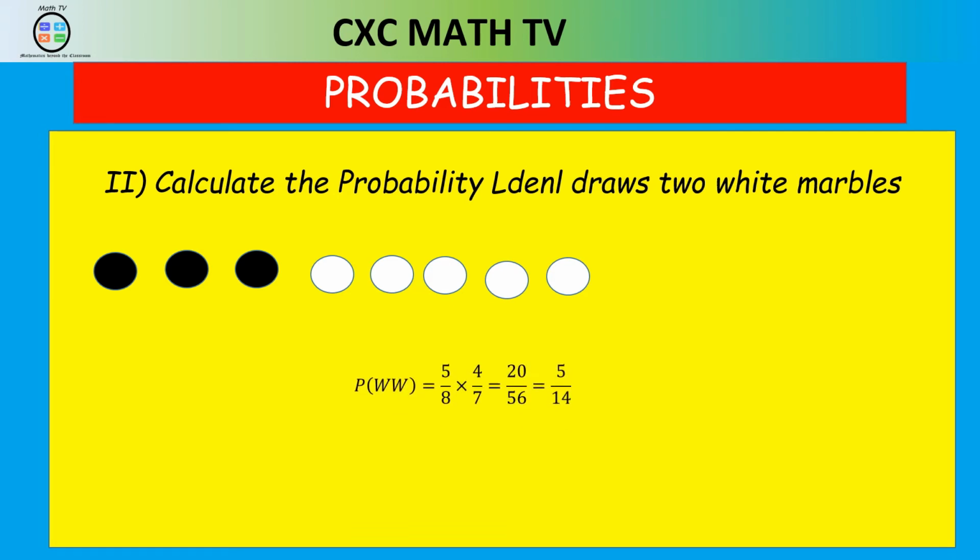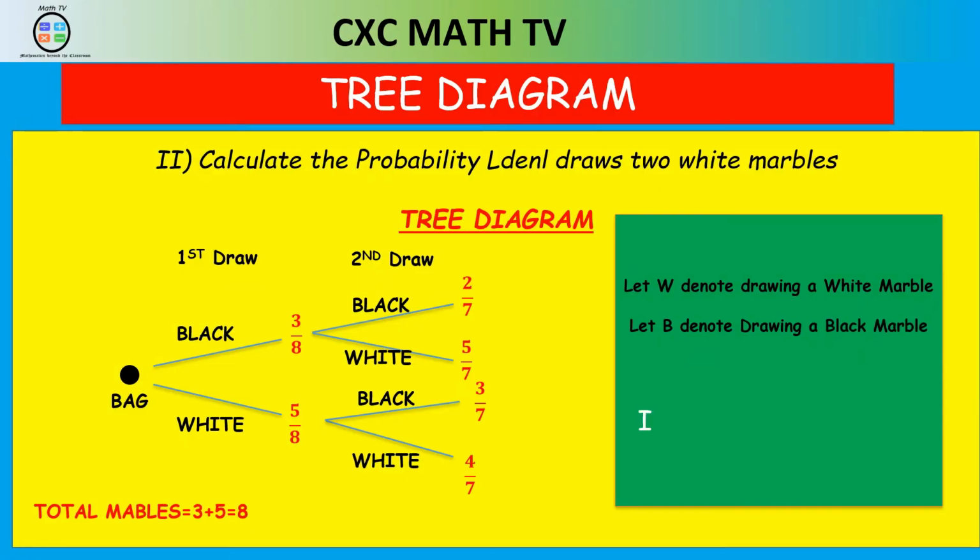That will give us the probability that Lendl gets 2 whites. So there you have it.